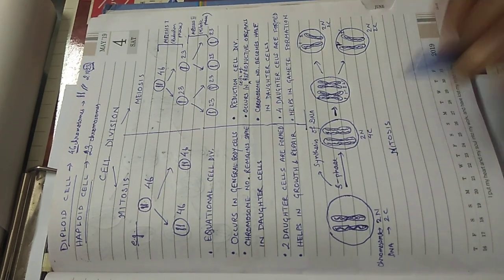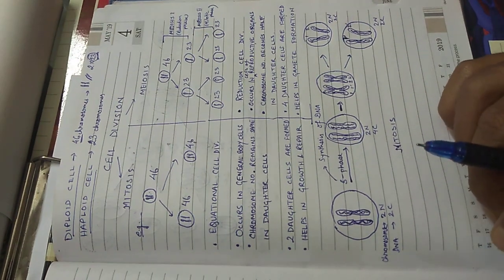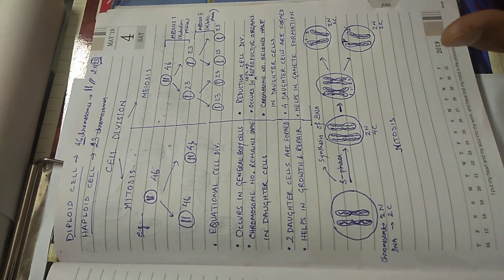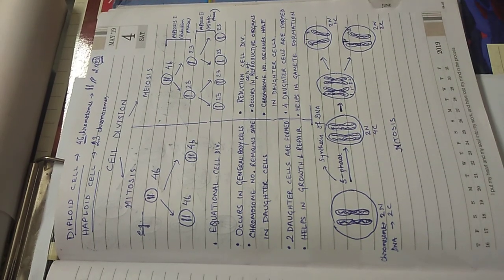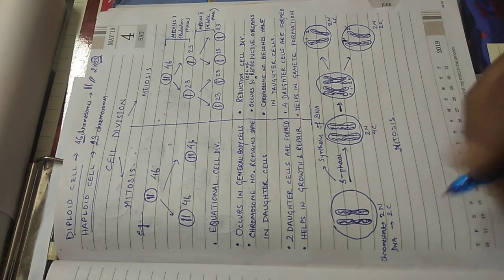Because the number of chromosomes present in a cell is the identity of a species. Suppose I am a human being, or suppose you get some cells somewhere, and after analyzing you find that the cells are having 46 chromosomes. You can come to a conclusion that those cells belong to a human being. Therefore the number of chromosomes needs to be maintained generation after generation.